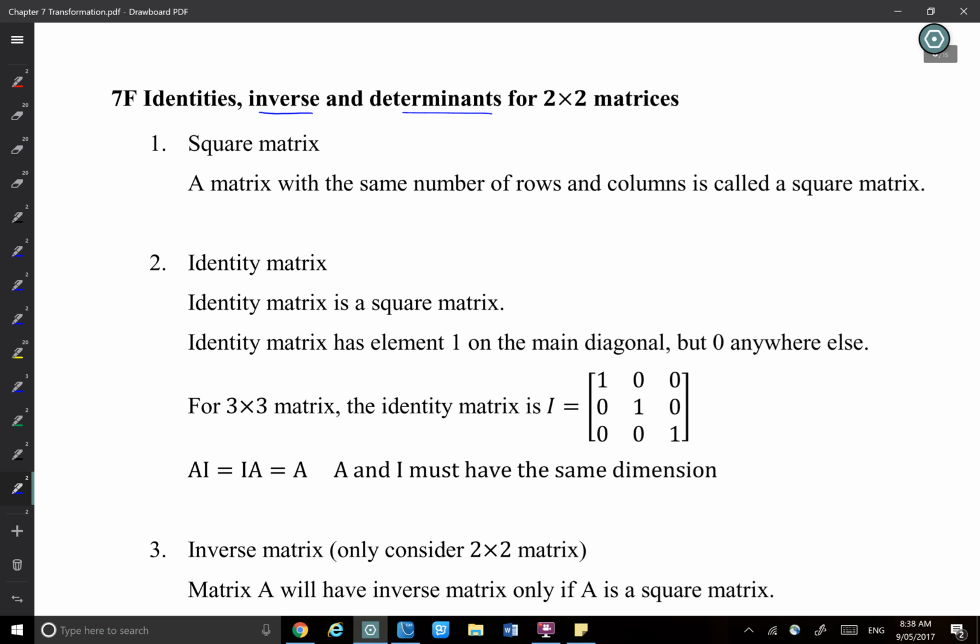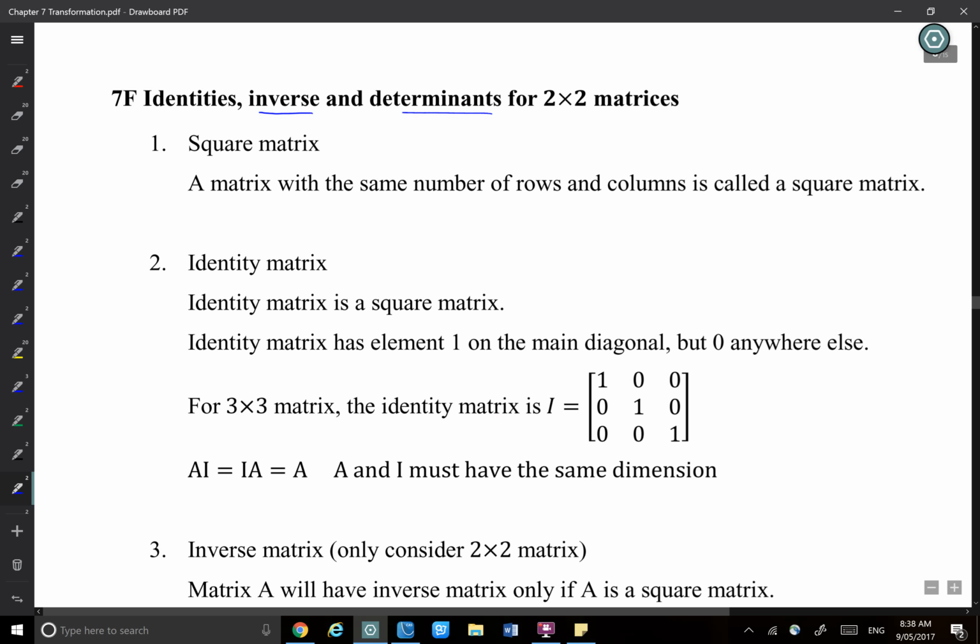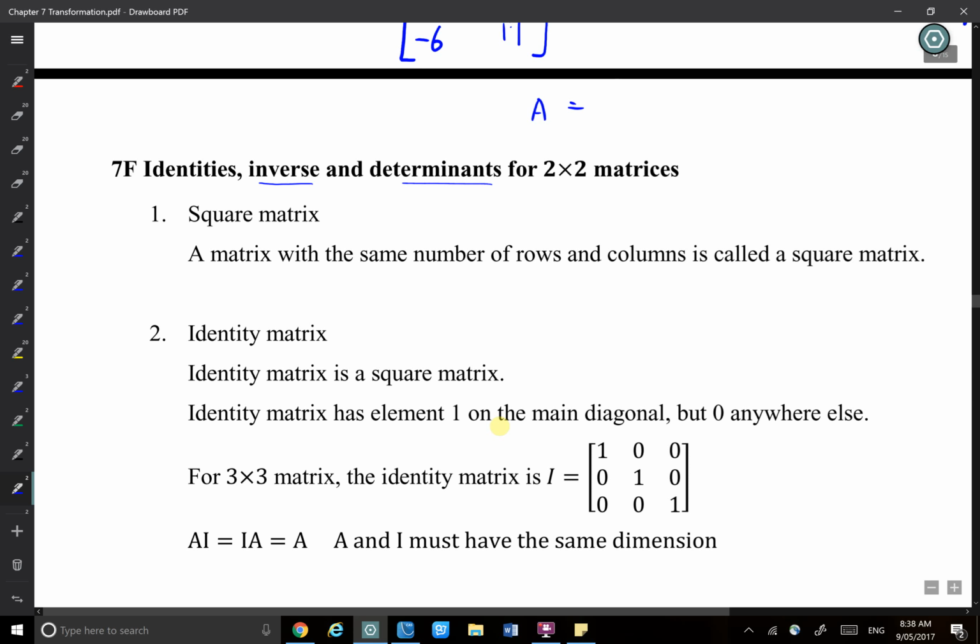Okay, we have add, subtract, and times. We won't have division. Okay, we don't have A divided by B. Okay, we don't have that. There's no division for matrices.